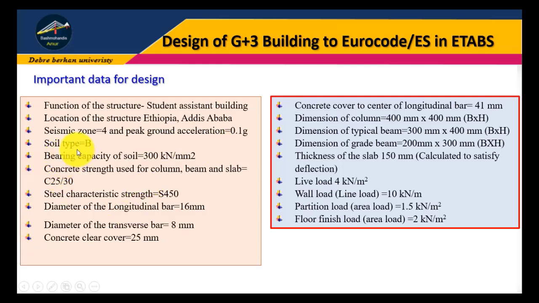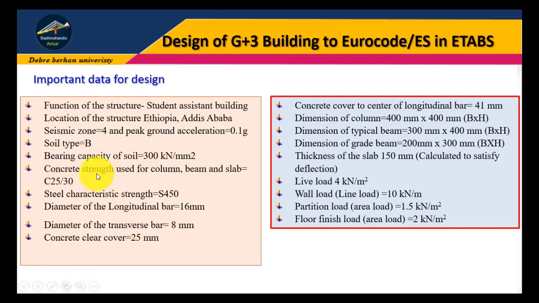Okay, soil type B. This data comes from the geotechnical investigation. Therefore, bearing capacity of soil 300 kN per meter square. ይሄ ሁሉ ጥቅሙ ምንድን ነው? Just for designing the foundation. Okay, well, type B ያልነው እዚህ ጋር ደግሞ earthquake ወይም ደግሞ seismic analysis ለመስራት የሚጠቅመን ፓርት ነው ማለት ነው.